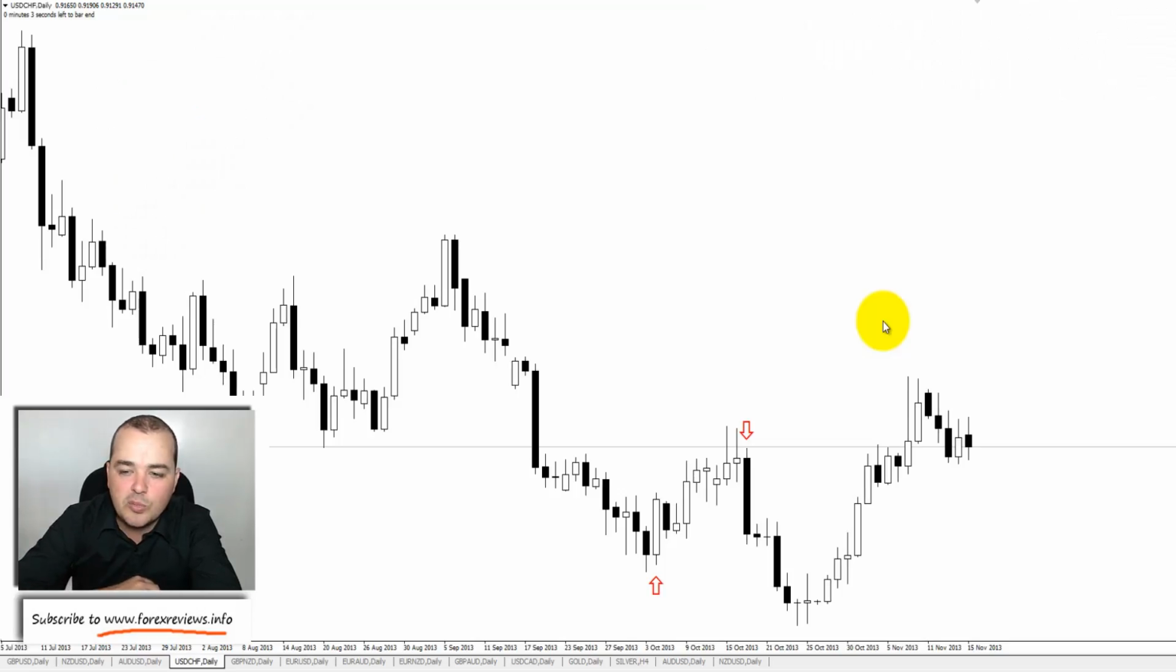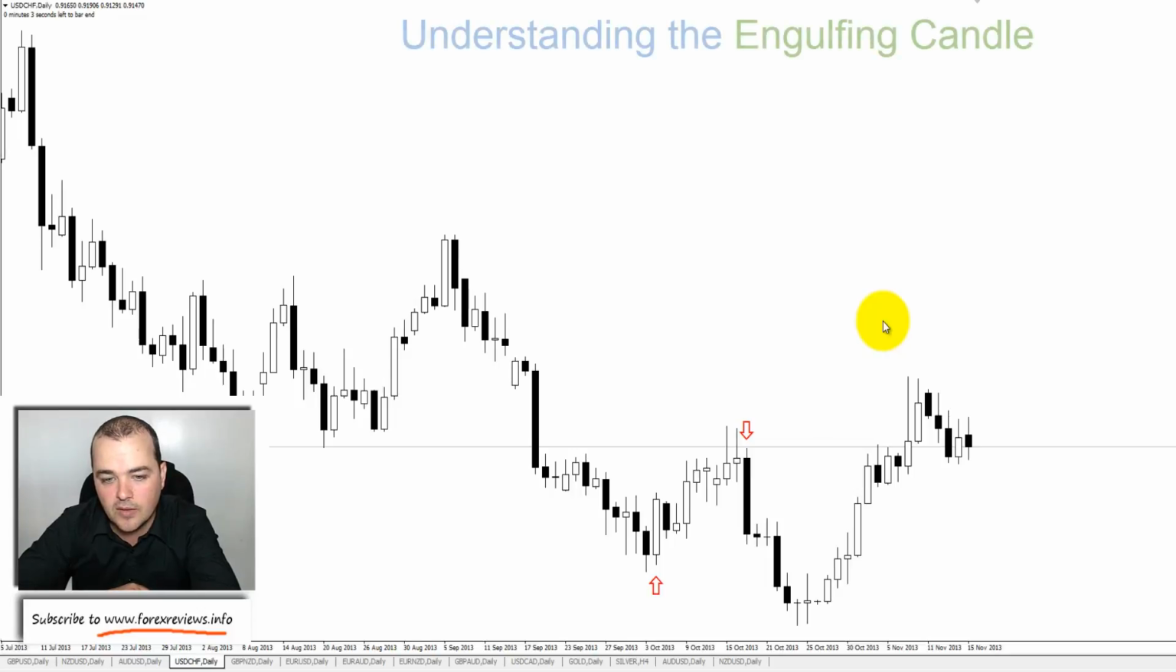In this video, we'll be going over understanding the engulfing candle and why this candle works so much in the Forex market. Well, just why it works in all markets, in fact. I'm going to give some examples. Now, these examples are without support and resistance. This is just looking at the engulfing candle itself. And this is an important thing to understand.